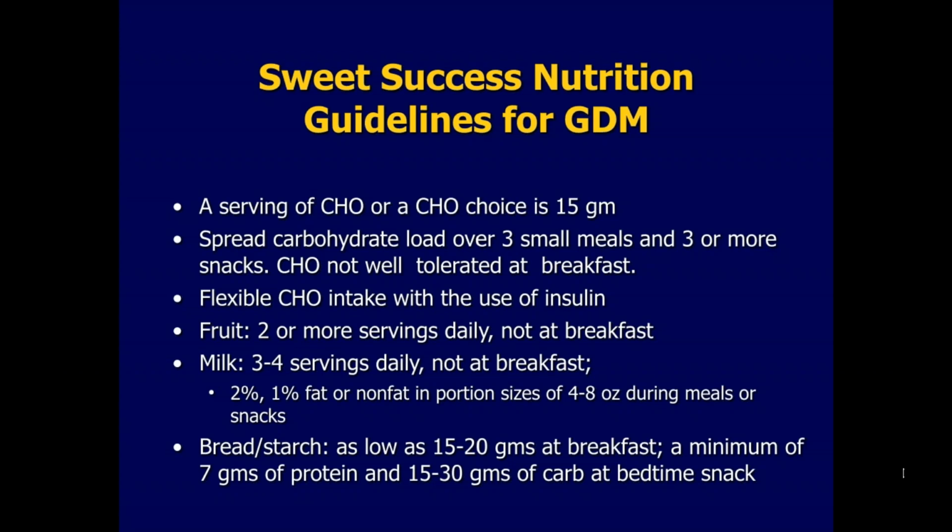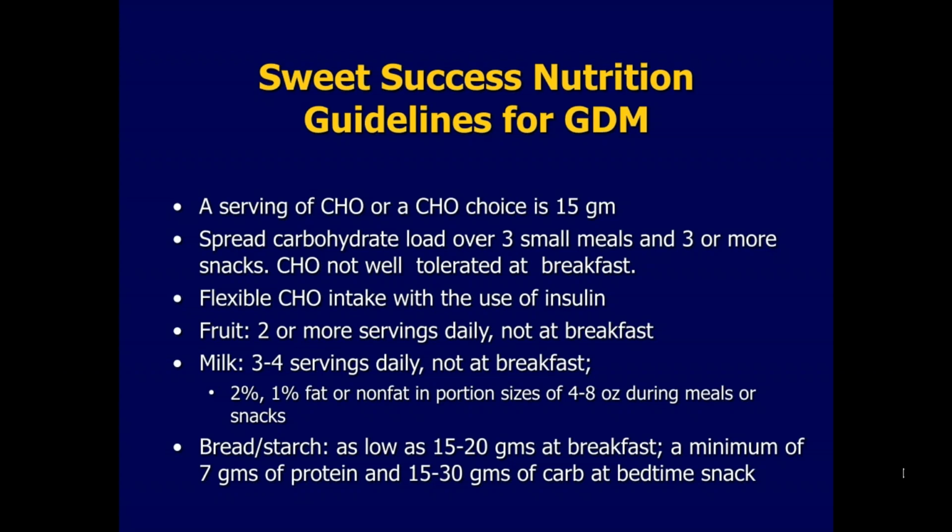And so we're looking at 2%, 1% fat. Like we said, we're a little bit liberal with fat, but 1 to 2% is what we talk about. Someone who's coming with pre-existing diabetes, pre-diabetes, with dyslipidemia, you have to definitely talk about the low fat. Non-fat is more processed. Personally, I don't tend to push a lot of non-fat because of the processing in there. So I would rather go between 1 and 2%, in portion size of about 4 to 8 ounces during meals or snacks.